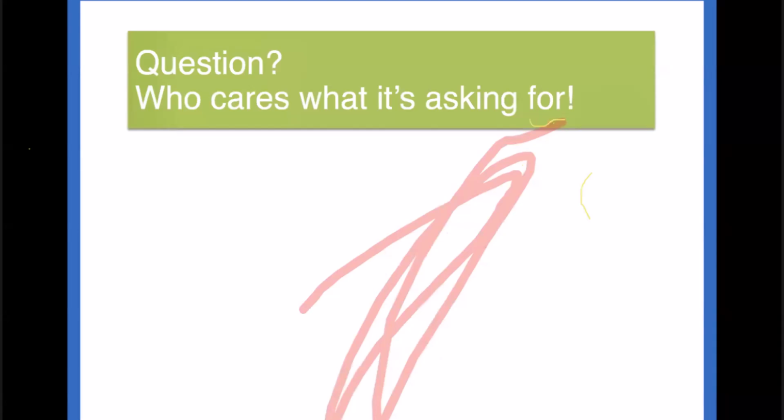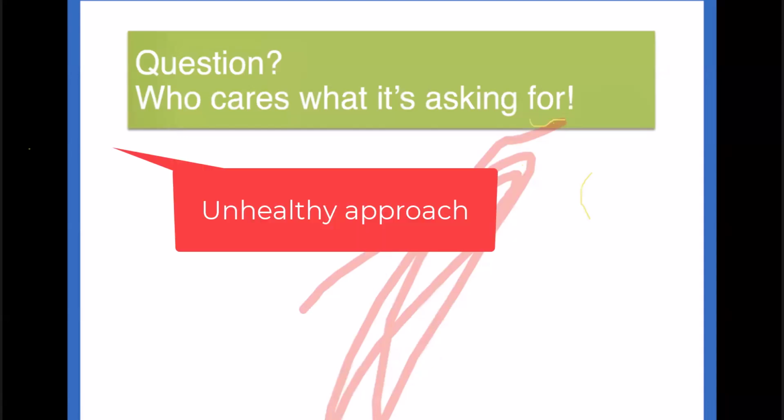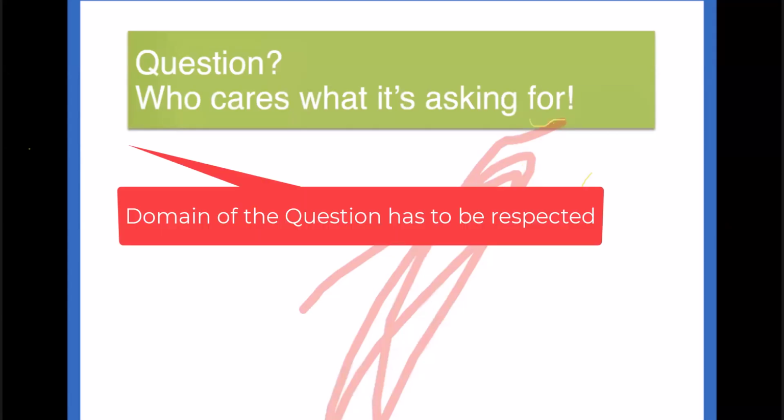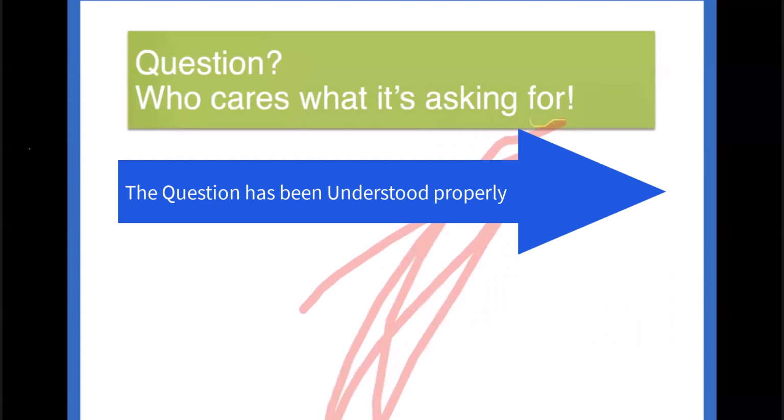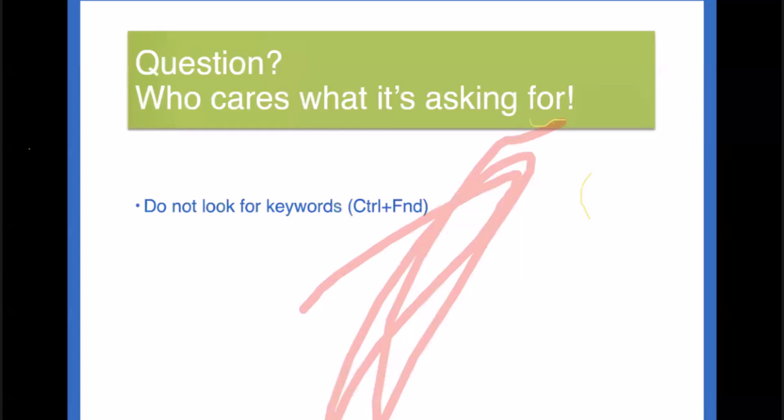That is something basic that I would want you to take away from today. Once you get the question paper, if you approach the questions with the mindset of who cares what it is asking for, I have learned everything, and whatever I have learned is what I'm going to write, irrespective of what the question is asking for, then that very unhealthy mindset will be corrected, because the domain of the question has to be respected. The expression of the question has to be read, understood properly, and then you should begin with your writing. So do not look for keywords. Once you have gotten the question paper, do not look for keywords.